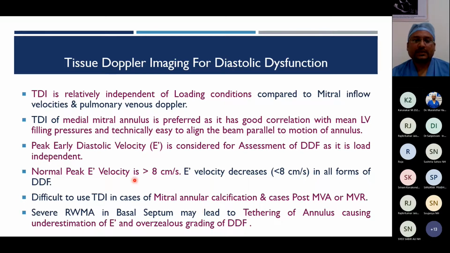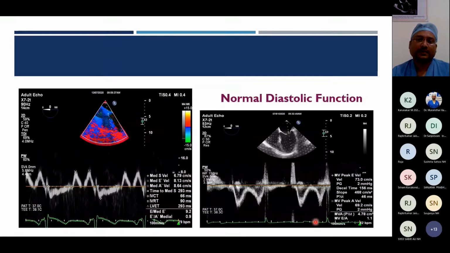Peak early diastolic velocity, that is E prime, is considered for the assessment of diastolic dysfunction, and it is load independent. Normal peak E prime velocity is more than 8 centimeters per second. E prime velocity reduces in all forms of diastolic dysfunction, that is, less than 8 centimeters per second. But there are some drawbacks. We cannot use this particular method for annular calcifications and in cases of post-mitral annuloplasty or mitral valve replacement. Severe regional wall motion abnormality in the basal septum may also lead to tethering of the annulus, causing underestimation of E prime and overzealous grading of the diastolic dysfunction.